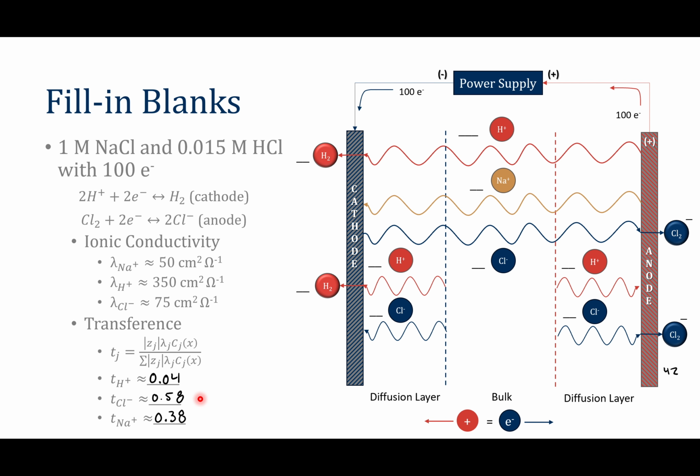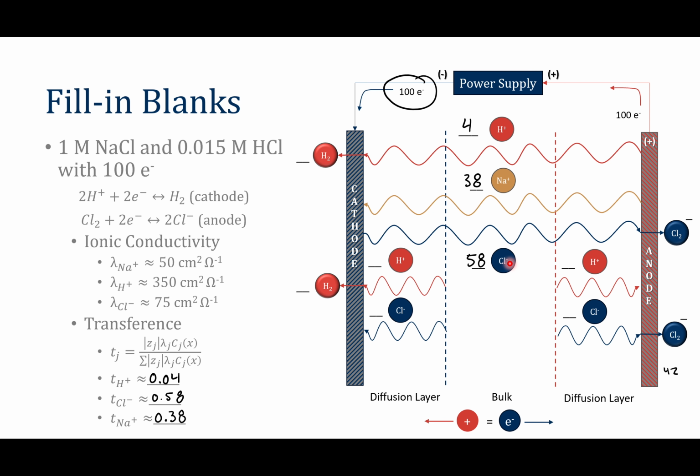Okay, let's continue on. We're going to take our transference numbers, and we're going to remember that we're looking for 100 electrons, and we're going to put them up into our balance sheet. So here we have 4, 38, and 58. It's coming straight from these transference numbers. Okay, so this is the next step. Once again, go ahead and pause it if you were stuck, and see how far you can get.